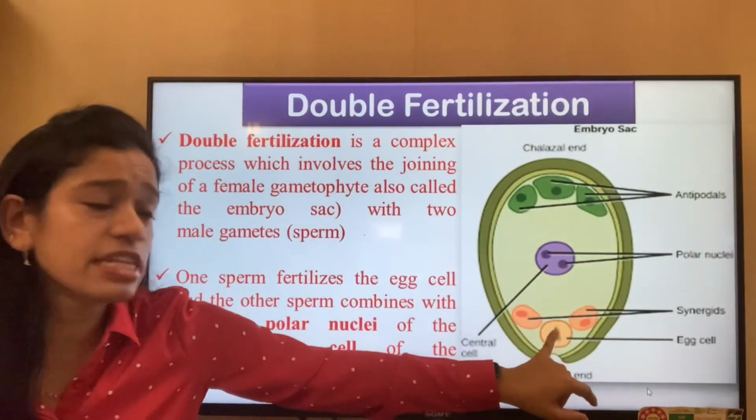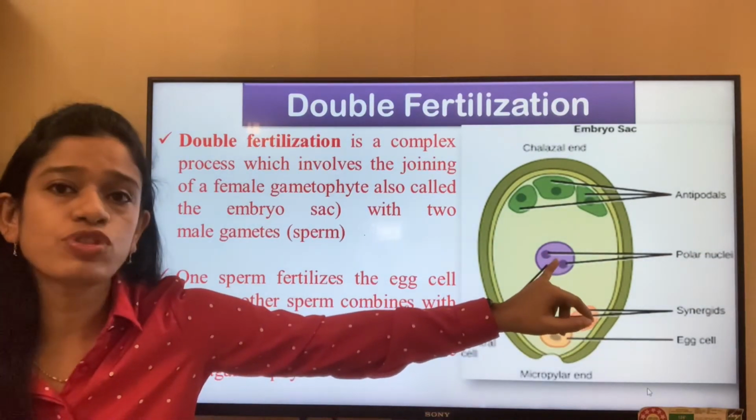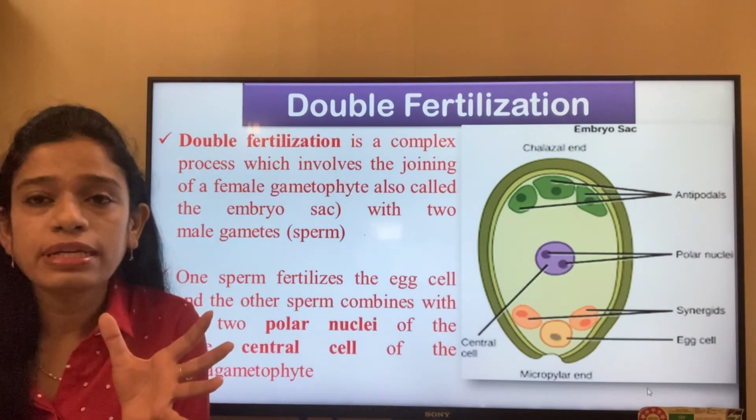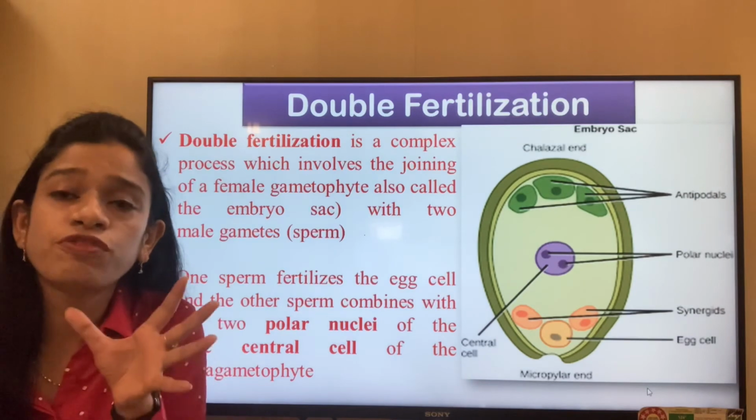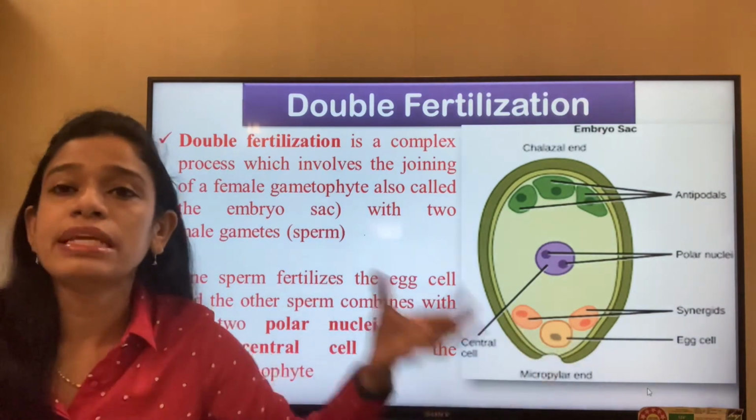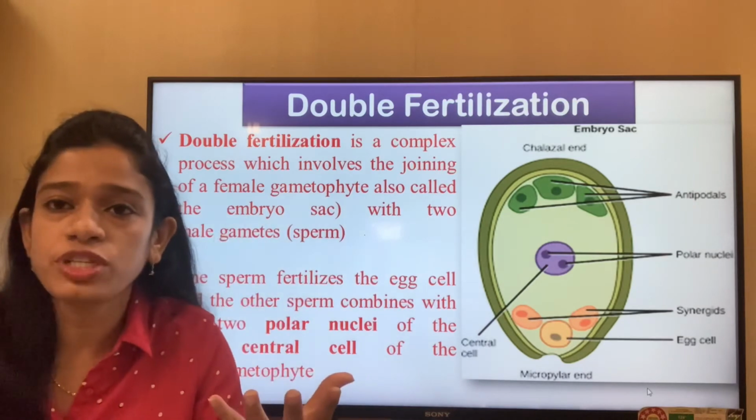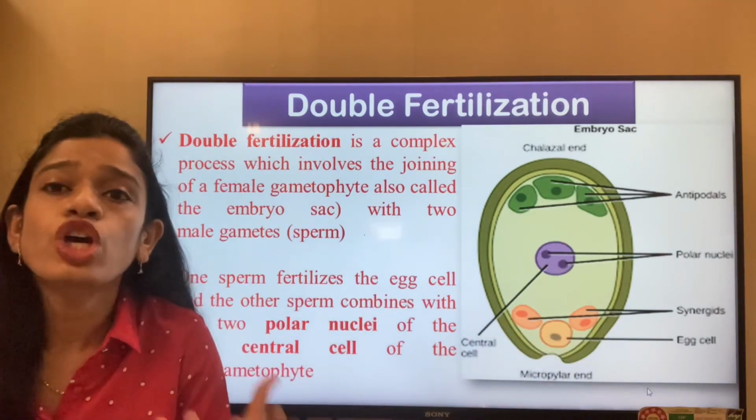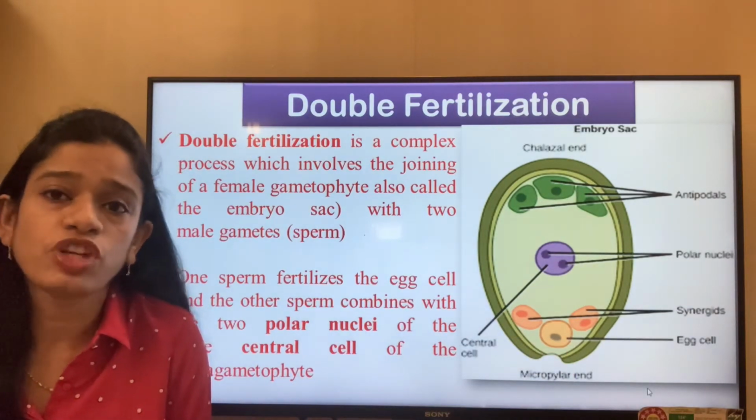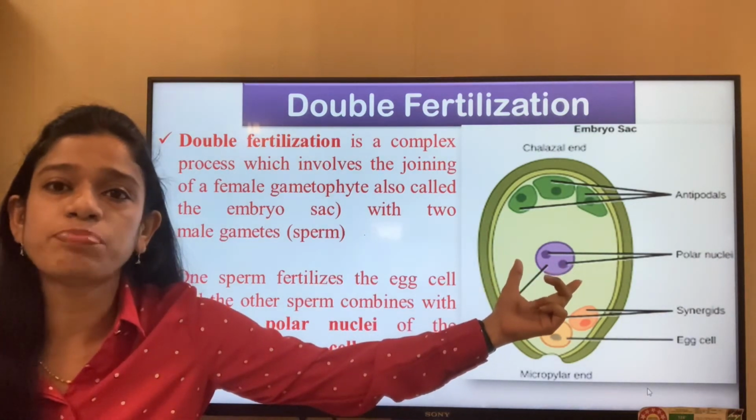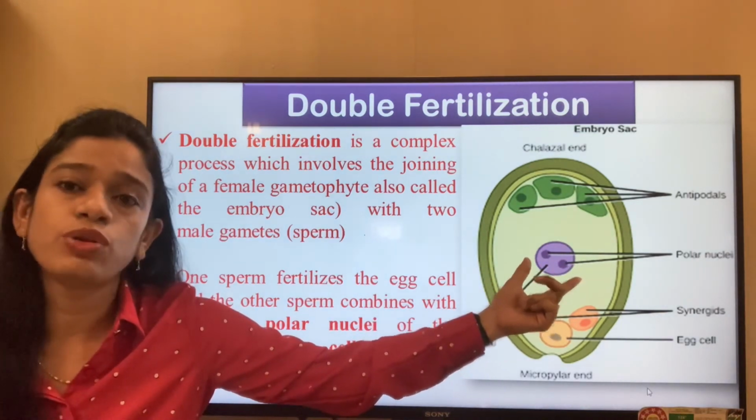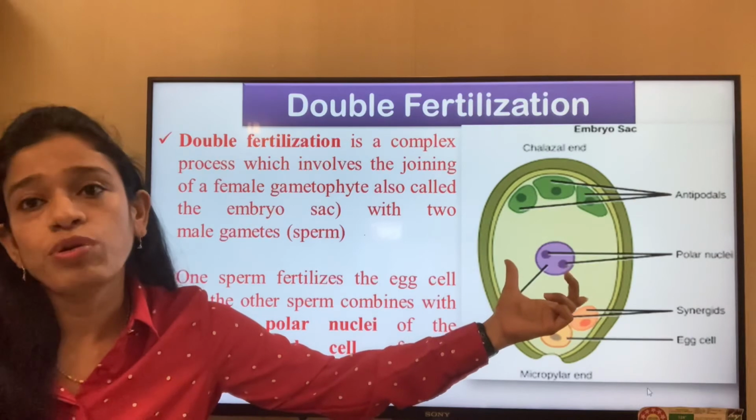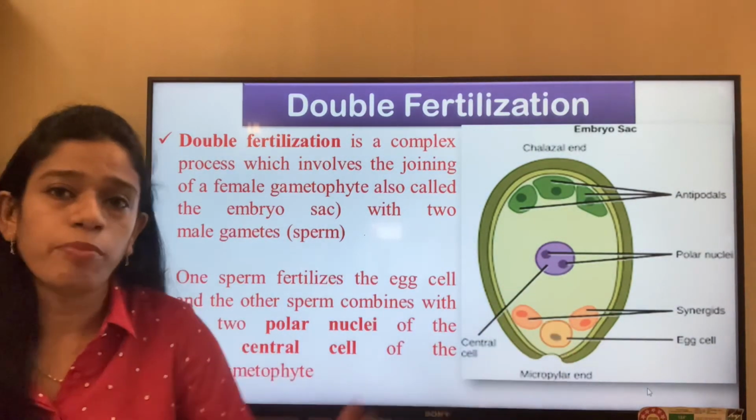The zygote forms the embryo, and the triple nuclei that fuse together form the endosperm. What is that endosperm? The endosperm stores the food for the embryo. When this seed starts a new generation and germinates, it requires food for germination, and that is provided by the fusion of the polar nuclei with the sperm of the pollen. It forms the endosperm, which provides food for the developing embryo.